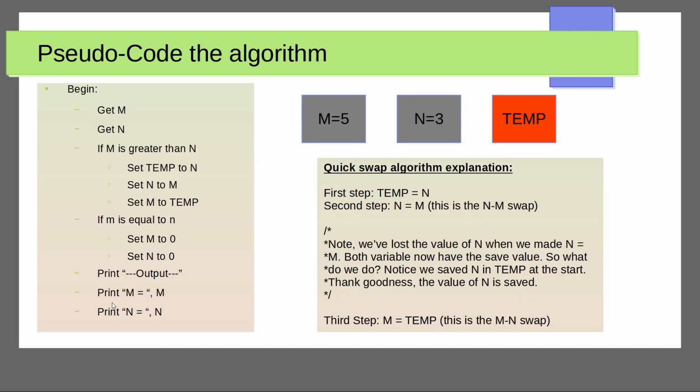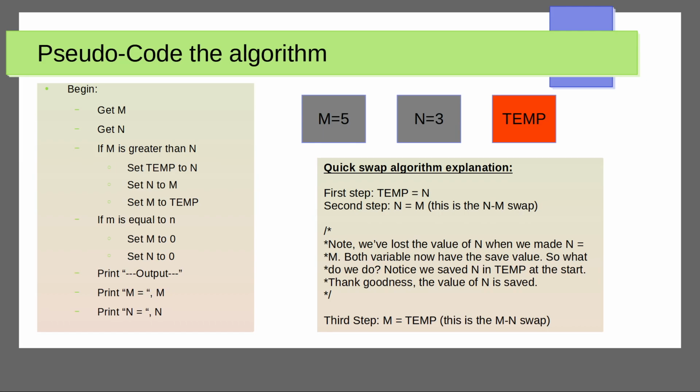All right, so let's take a look at the pseudocode. I should have put an end at the bottom, just so you know. In the future, if you're doing this, make sure you put an end to every begin. So begin. We want to get m from the user, get n. You could say prompt or get, whatever verb you want to use. In this particular algorithm, I decided to use get.